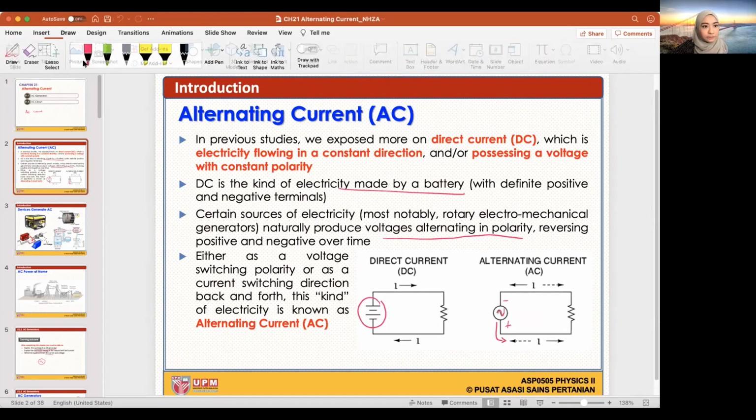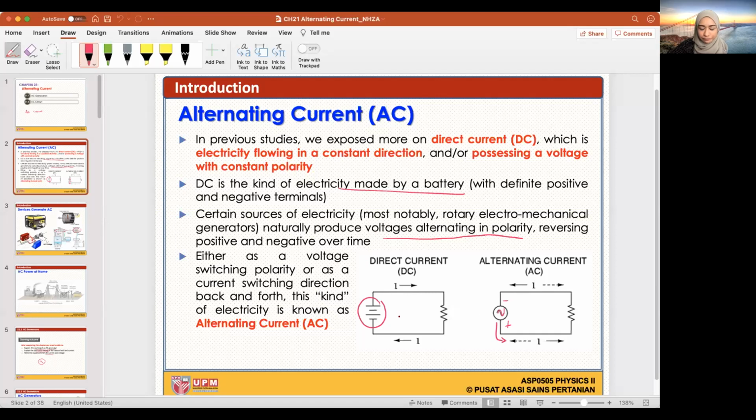So, I'm sharing. I'm recording. Okay, so we talked about alternating current, which is a type of power supply that is different from direct current, a battery, that we typically talk about in chapter 18. In chapter 18 lah, cakap pasal DC, right?